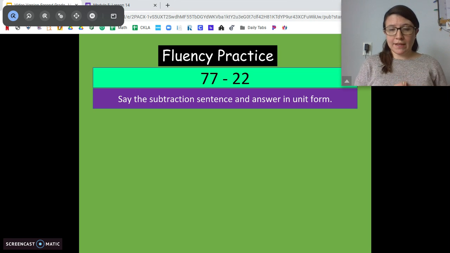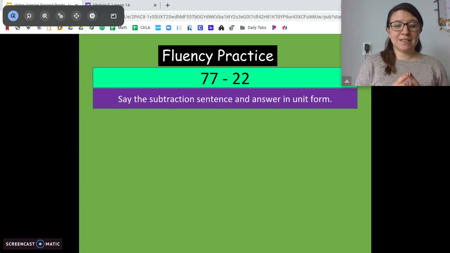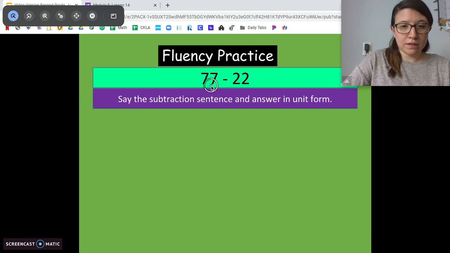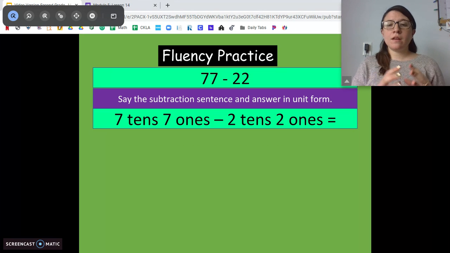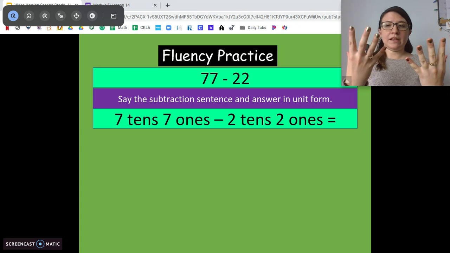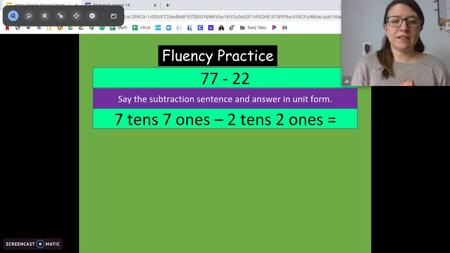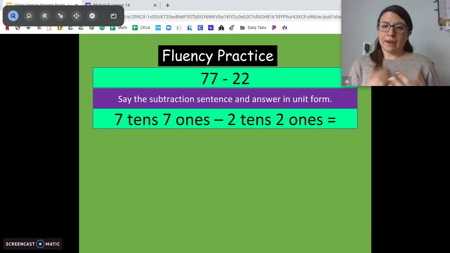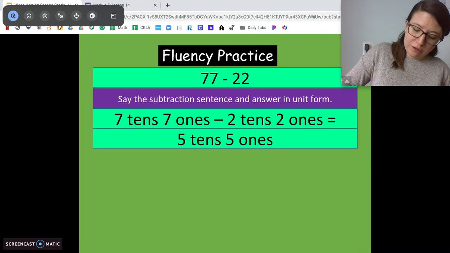Good, so take it one number at a time. So I'm going to start with 77. In the number 77, we have 7 tens and 7 ones. So that's going to be 7 tens, 7 ones, minus 2 tens, 2 ones. Okay? Now from here, we can subtract our tens and our ones. So what's 7 tens minus 2 tens? 5 tens, beautiful. And what's 7 ones minus 2 ones? 5 ones, good.